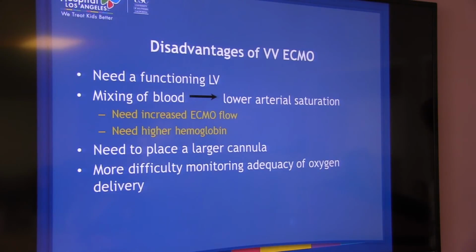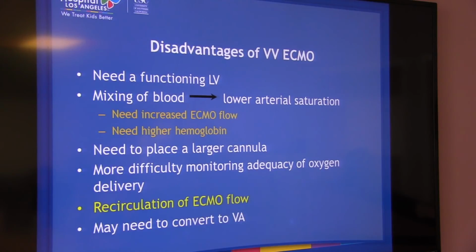So the disadvantages of VV ECMO: you need a functioning LV, but really the disadvantages of VV ECMO all are about this concept of recirculation. And then that you may need to convert to VA ECMO. And technically, the outcomes of VV ECMO are better than the outcomes of VA ECMO, but it's really hard to separate those two out for me, because if you're so sick that you need VA ECMO, I'm not sure you're the same patient as who needs VV ECMO. So is it really that VV is better, or is it that the patients aren't as sick?